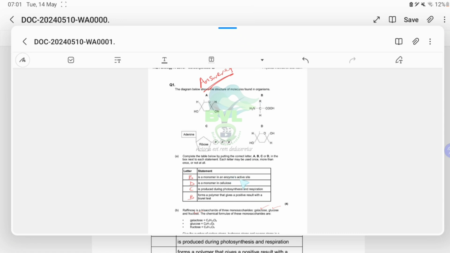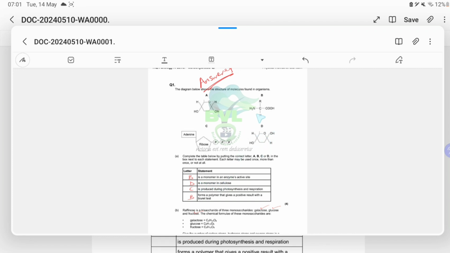It says a monomer in an enzyme site because enzymes are protein molecules, and they are made up of amino acids. So this is the general formula for an amino acid. It's just to test your knowledge: do you know that an enzyme is a protein, and what forms the protein is amino acids, and this is a representation of an amino acid.